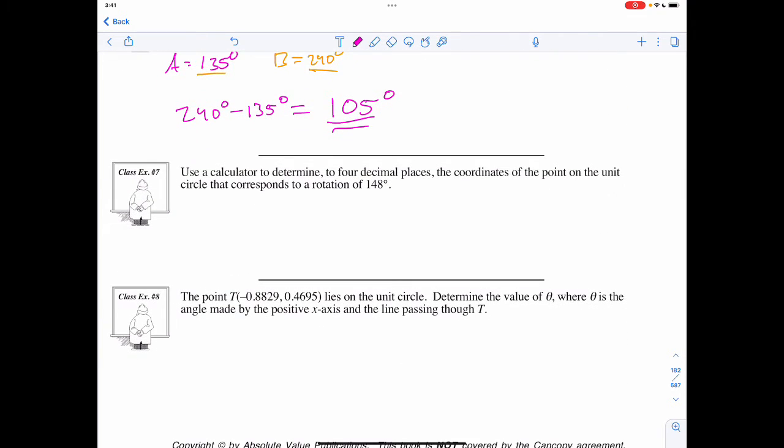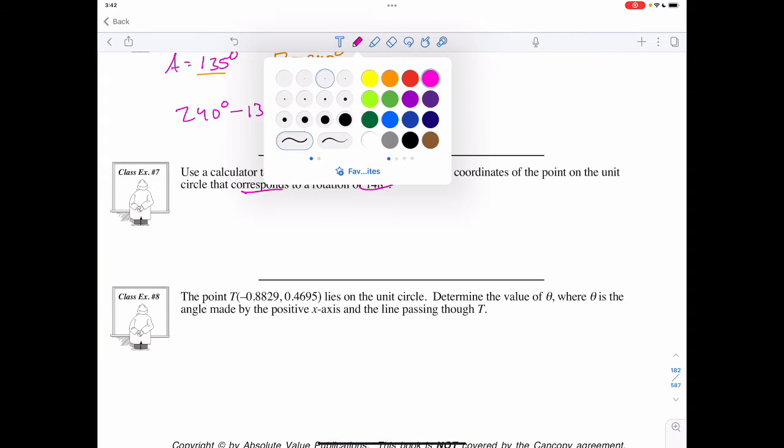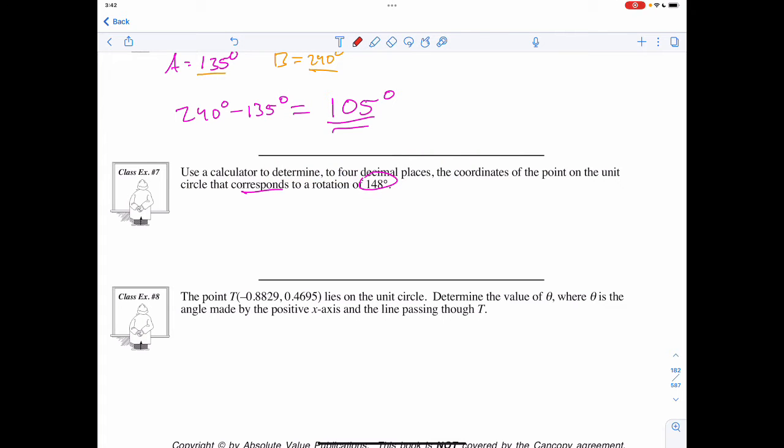If it tells me to use a calculator to determine to 4 decimal points the coordinates of a point on the unit circle that corresponds to a rotation of 148 degrees, this one is going to wind up being rounded, but we know that on the unit circle, x and y translate to cos of my angle, which in this case is 148 degrees, and sine of my angle, which is 148 degrees.